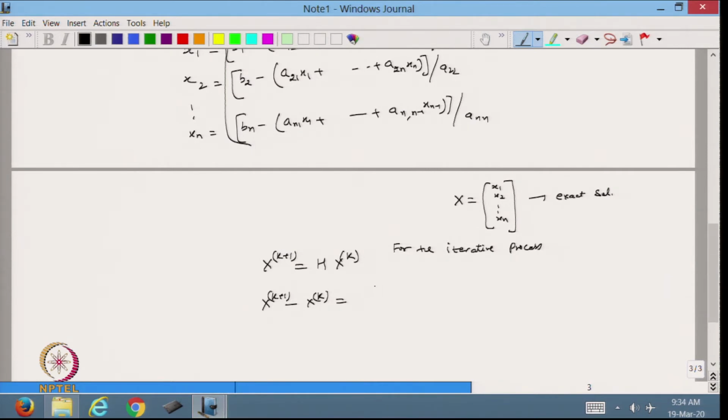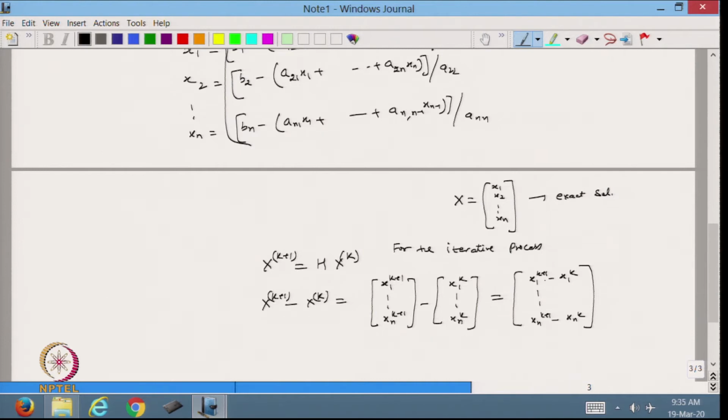If you see from here, it can be written as x1(k+1) up to xn(k+1), one vector, minus another vector, x1(k) and so on. So this is the difference between the two vectors. I can write this as x1(k+1) minus x1(k), and so on, up to xn(k+1) minus xn(k). So I am getting another vector, and that is the component-wise difference between the kth approximation and the (k+1)th approximation.